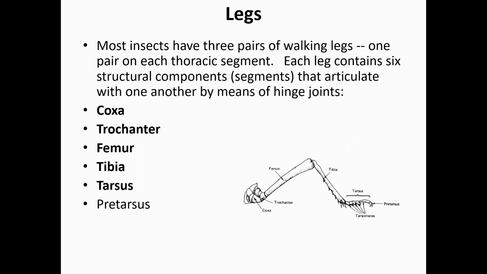Okay, the six leg segments are coxa, trochanter, femur, tibia, tarsus, and pretarsus. In this, the coxa, trochanter, femur, and tibia are single segmented, and the tarsus has pseudo segments. It is again subdivided into a varying number of segments.